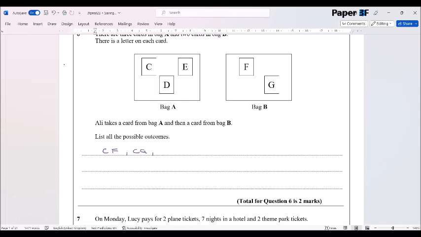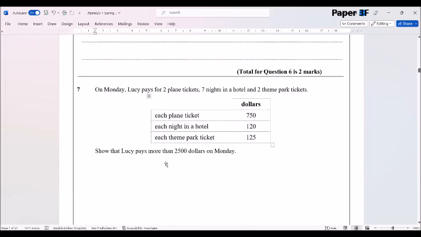Then we can have DF and DG. And then finally, we can have EF and EG. And we can do a quick check. 3 cards in bag A, 2 cards in bag B. 3 times 2 is 6. Have we got 6 outcomes? Yes, we've got 6 different outcomes. Fairly straightforward. Number 7.